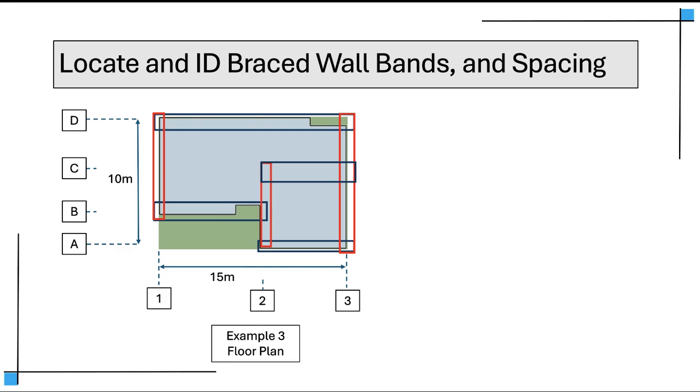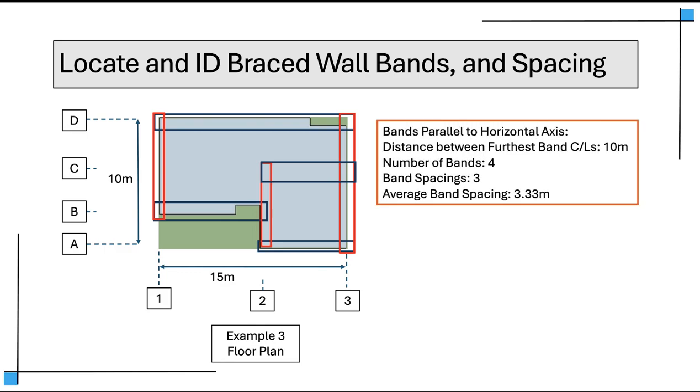So just going on to a third example here, introducing a little bit more complexity to the brace wall band plan. Here I have installed another brace wall band running parallel to the horizontal axes, and I've identified it there on the left hand side as C. So now we have A, B, C and D as our brace wall bands running up the vertical axes. So this is going to change our calculation slightly.